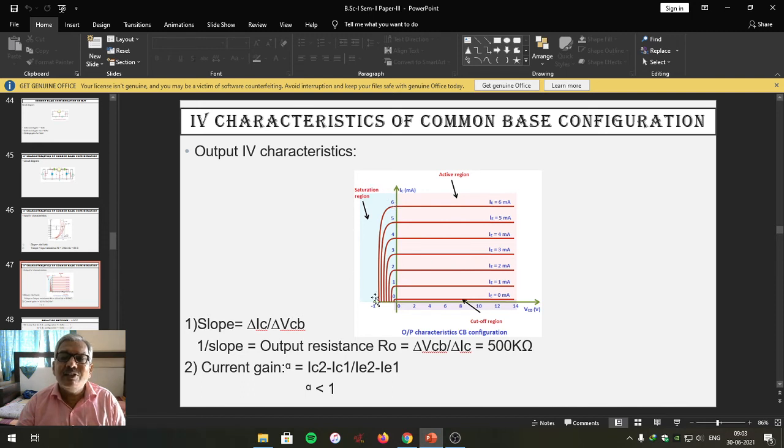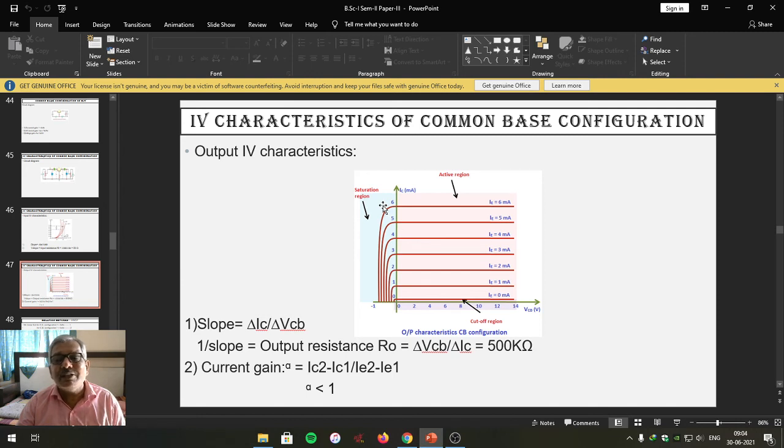Then here is this particular region. It is called as a saturation region. Here both the junctions are forward biased and collector current seems to be maximum, so that BJT gets saturated. Saturated means maximum collector current flows, above which no current flow is possible. This is how one can divide the working of BJT in the different regions.